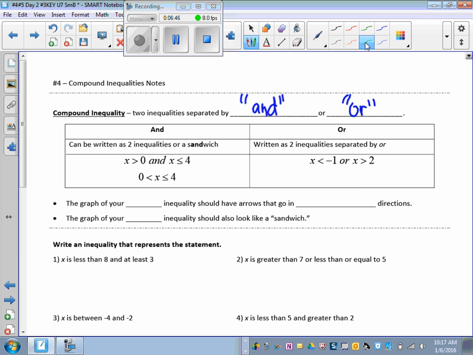So an and inequality can be written as one inequality. Notice it's put together. An or inequality has to be written as two separate things because x cannot satisfy both conditions at the same time. So the graph of your or inequality should have arrows that go in opposite directions.